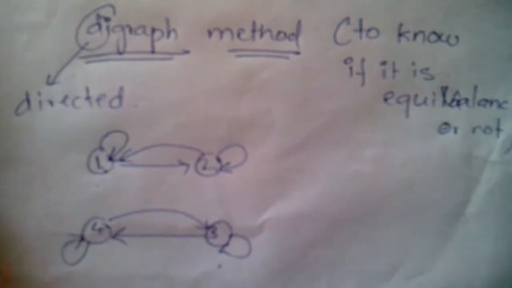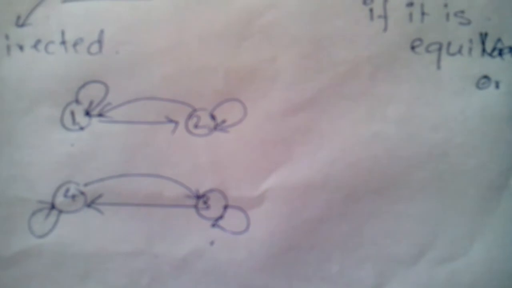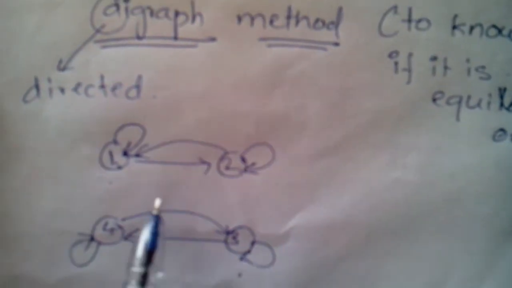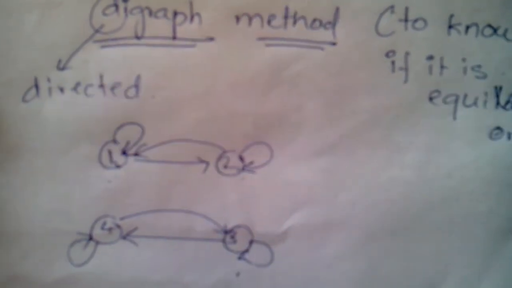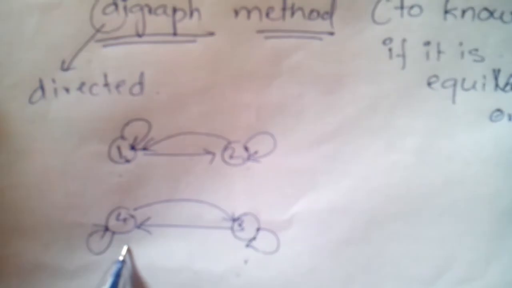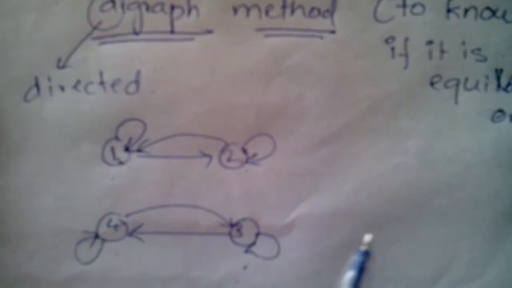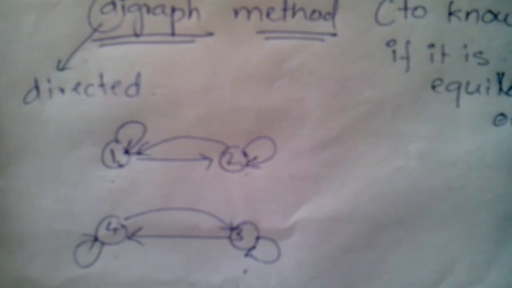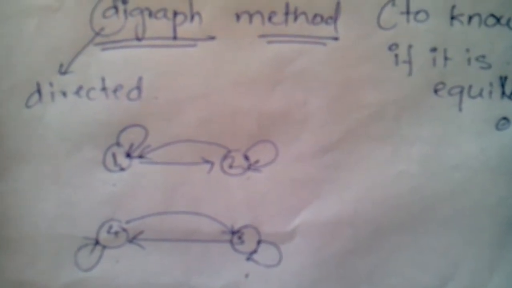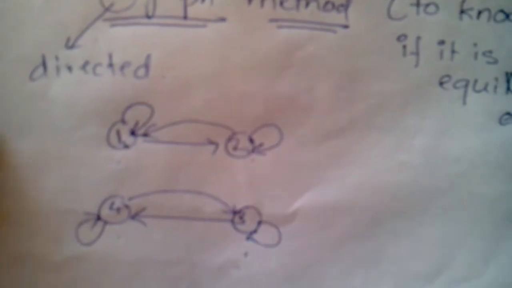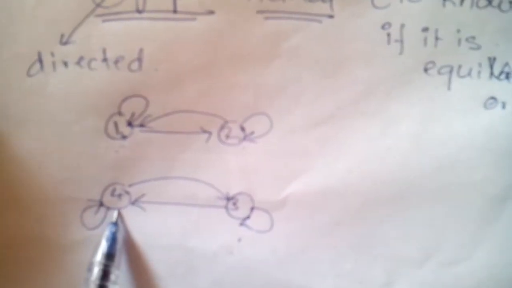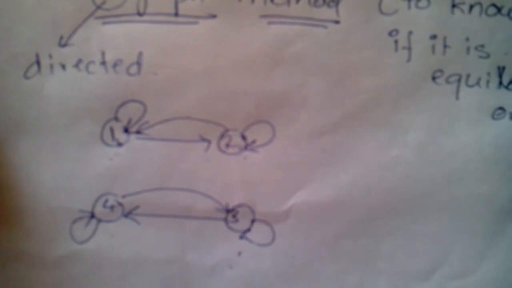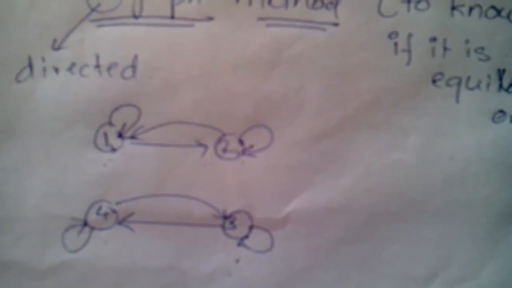In order to confirm this, first we need to check the self loops of all nodes. First node we have a self loop, second node we have a self loop, third we have a self loop, fourth also we have a self loop. So all four nodes have self loops. That means R is reflexive. And next, symmetric. If we have 1 2, we should have 2 1. Yes, it's there. If we have 4 3, we should have 3 4. Yes, it's there. So symmetric is also satisfied here.